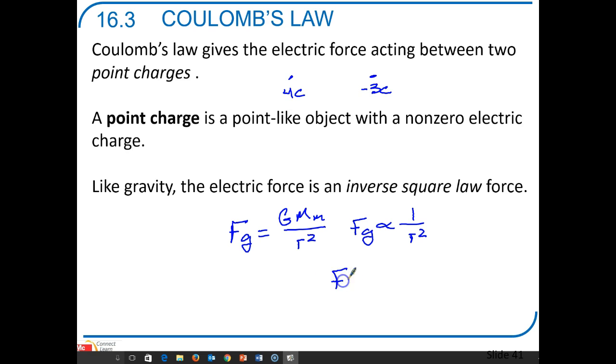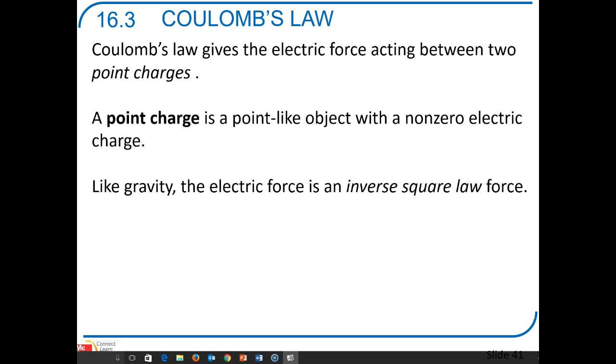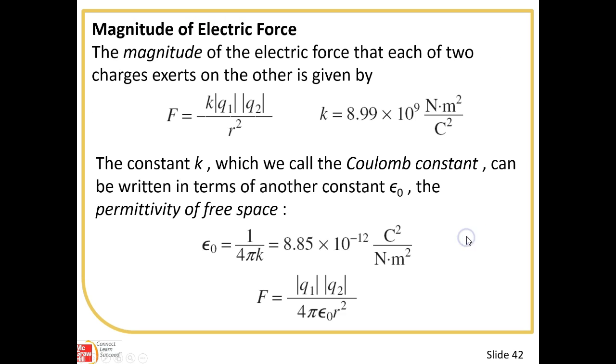The electric force, the force we're going to use Coulomb's law for, Fe, is also proportional to 1 over the distance between two objects squared. So it's also an inverse square law. And that's what they mean by inverse square law.